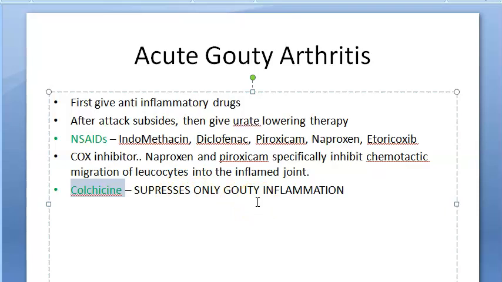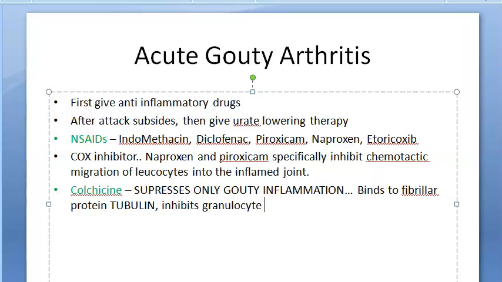So what happens? The subsequent events, all these cells coming, the inflammatory cells coming, the granulocytes coming, all that will be stopped. So by binding to what? How does it suppress gouty inflammation? It binds to fibrillar protein, that is tubulin, right, and it inhibits granulocyte migration, that is the neutrophil migration, everything to this joint it will stop, so that there is no inflammation.